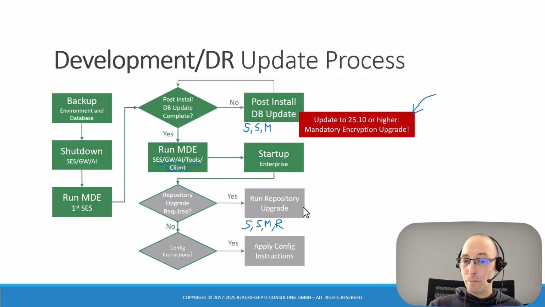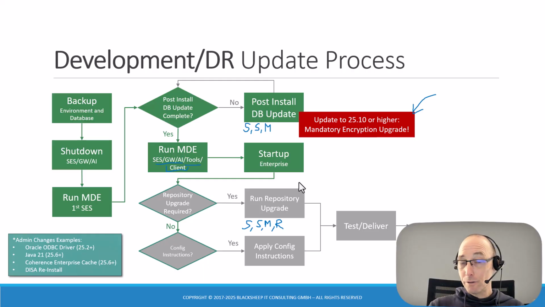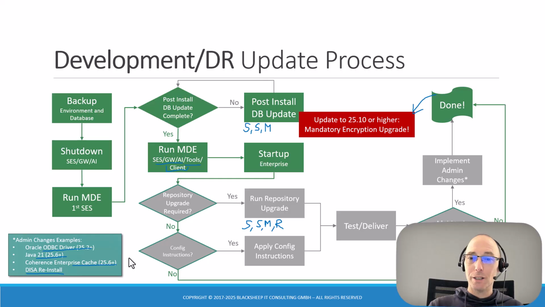If you don't do it, you probably have to manually apply some config instructions if you identified them in the release notes. In both cases, you made changes to your repository, you have to test and deliver those. Then you have lots and lots of changes. You might have to do something about your TNS names, placement, Java 21 related stuff. You might want to install the coherence cache. You have to reinstall DISA as part of the Java 21 journey. So you have these admin changes, and once you implement those admin changes, then you're done.